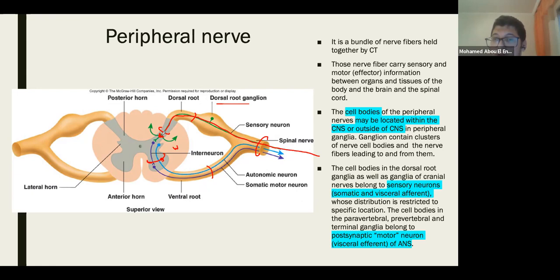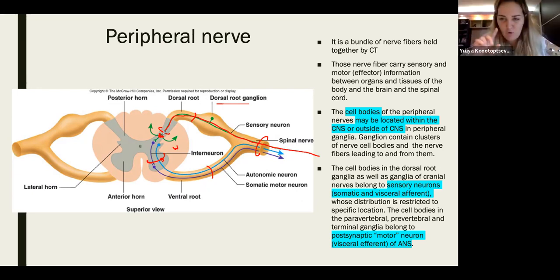Doctor, I have a question. Can you also say that there is autonomic? Hold on. We're simplifying, and now we're going to add.